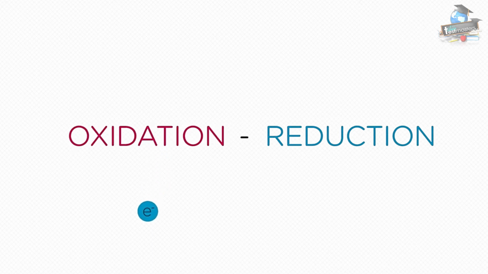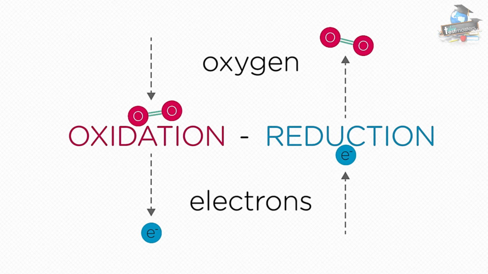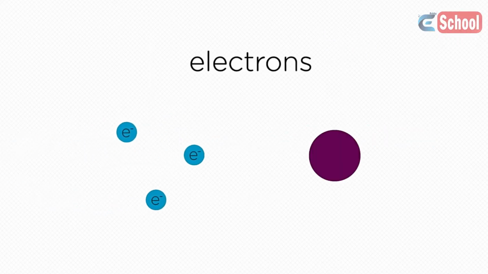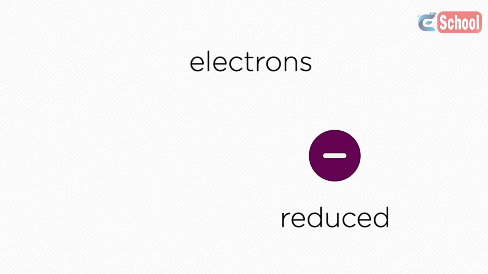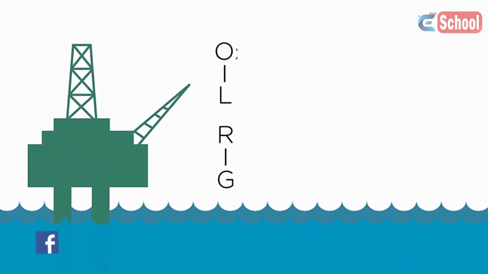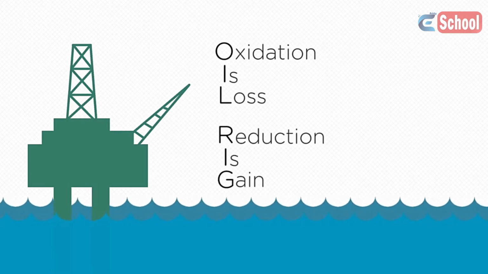Oxidation is loss of electrons and reduction is gain of electrons. This time, gain and loss are the other way round. Instead of oxygen, we are talking about electron exchange. Electrons are negative, meaning that gaining electrons makes an element more negative. In other words, it is reduced. If you find this difficult to remember, the mnemonic OIL RIG might help. Oxidation is loss, reduction is gain.